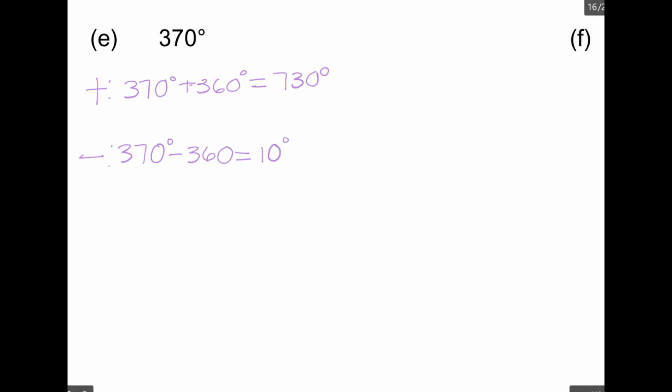And then you need one positive and one negative. Awesome. So you have to keep subtracting till you reach a negative angle. You have to keep adding till you reach a positive angle. If you have degrees, you're adding 360, subtracting 360. If you have radians, you're adding 2 pi, subtracting 2 pi. Solid. Alright, awesome. And then let's do the last one.